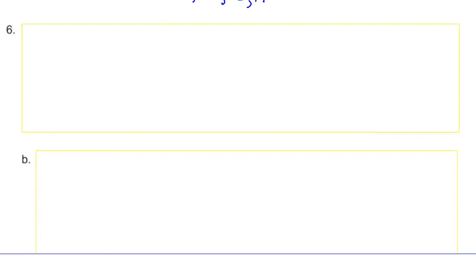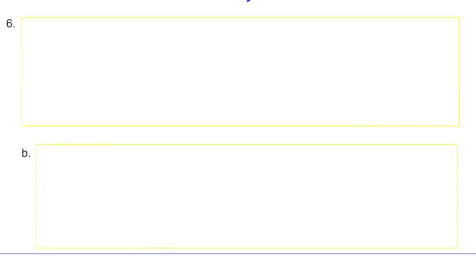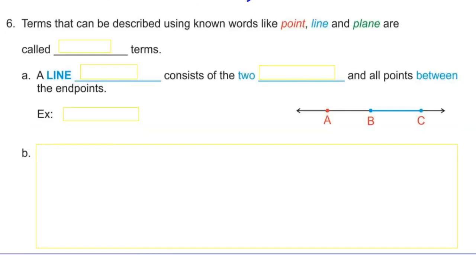What else? Geometry. A lot to it, but just some basic building blocks right now. All right. Terms that can be described using known words like point, line, and plane are called defined terms. Okay. So we needed our building blocks. We needed our assumptions. And so we assumed what a point was, what a line was, what a plane is. Now, from those, we can have defined terms.